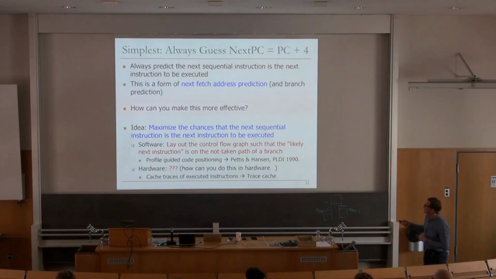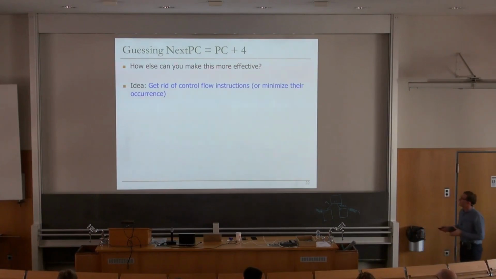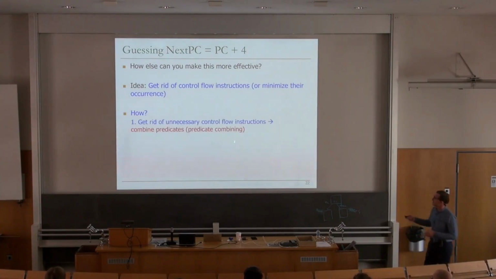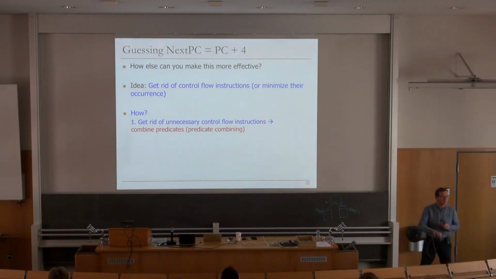Basically, how else can you make this more effective? That's one idea. Well, two ideas actually. But there are other ways of making this more effective. You can get rid of control flow instructions or minimize their occurrence, right? How do you do that? One is you can get rid of unnecessary control flow instructions by combining predicates. So if you're doing, for example, multiple tests, if A is greater than 0 and B is greater than 0 and C is greater than 0, do this. As opposed to converting these to 3 branches, you may actually have a combined branch for all of them. That way you get rid of control flow instructions, and you get rid of the irregularity in the control flow. That's the idea, and many compilers also do that.